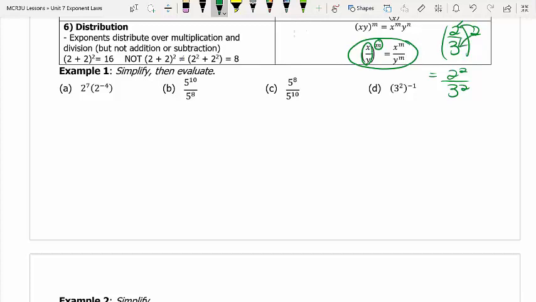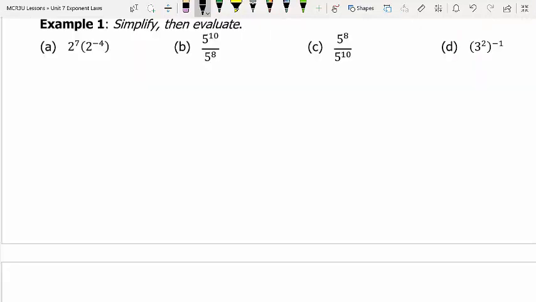All right, so let's try some examples now. Example 1, simplify and then evaluate. So part A, 2 to the power of 7 times 2 to the power of -4. Because we have exponents with the same base, I can use my product rule. So product rule says keep the base and add the exponents. So this becomes 2 to the power of 3. Now that we've simplified, let's actually evaluate. So 2 to the power of 3 is 8.